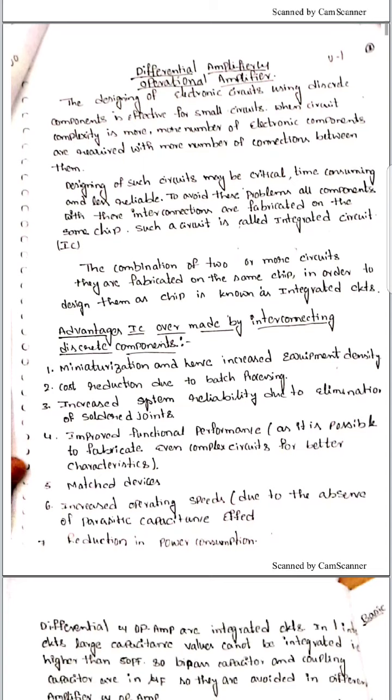The differential amplifier circuit in the operational amplifier. The designing of an electronic circuit using discrete components is effective for small circuits. When circuit complexity is more, a larger number of electronic components are required with more connections between them.